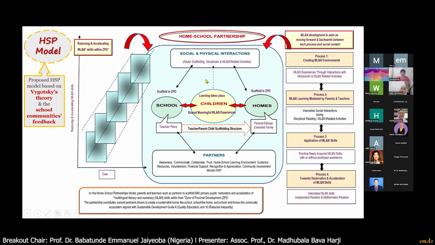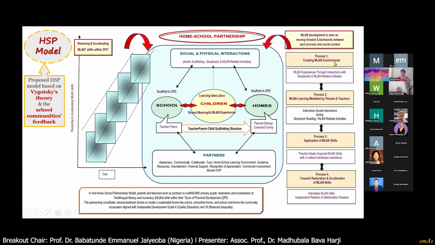Within each of these boxes, you will see where school and home work together to scaffold the children's development in the ZPD, creating social and physical interaction with the materials that they prepare. Parents and teachers work together, where the teachers also scaffold the parents, and parents therefore scaffold the children where needed. These are the drivers as parents work together as partners.